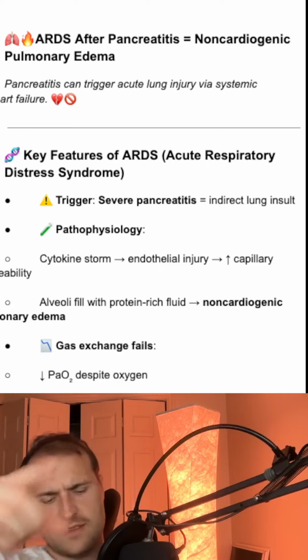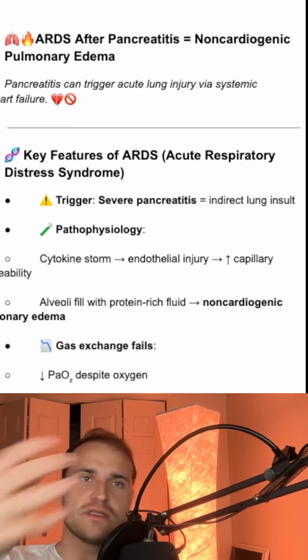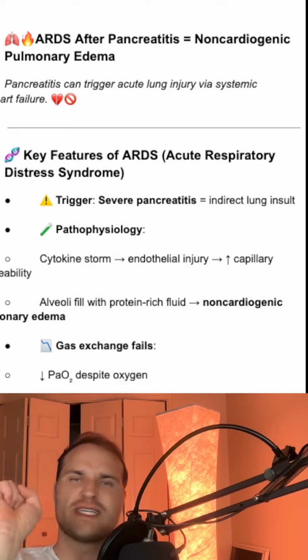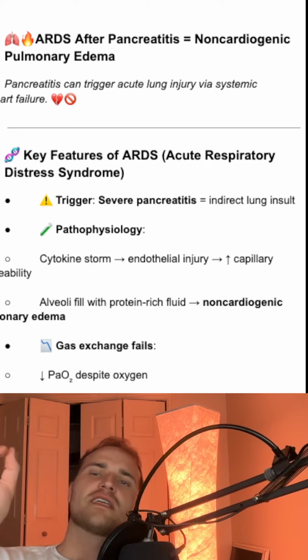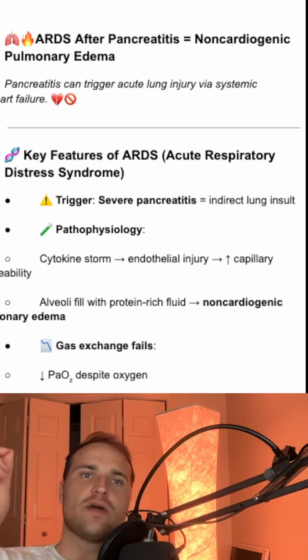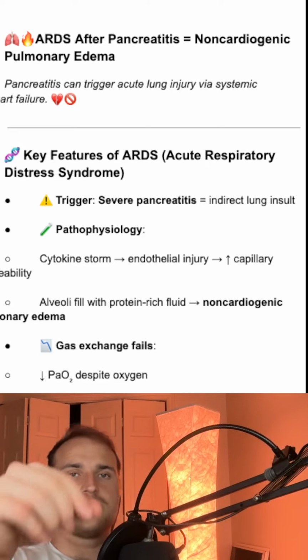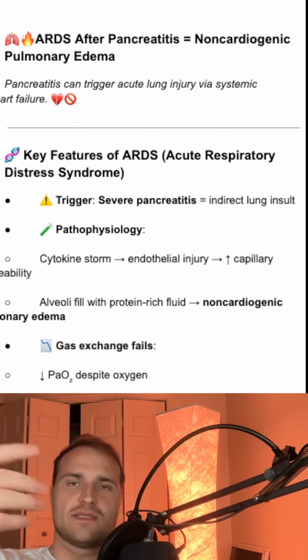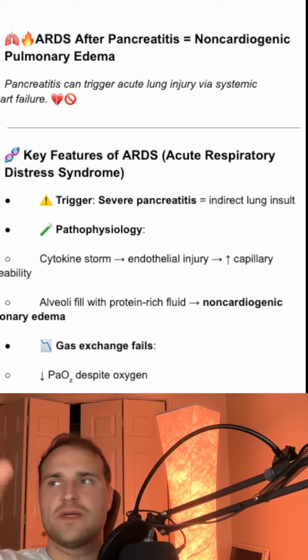Then your endothelium is going to activate. You're going to have neutrophils. They're going to come to the scene. They're going to degranulate. They're going to release toxins. It's going to be horrible. It'll cause endothelial injury, and that's going to increase permeability of the capillaries in the lungs. And then they're going to leak and cause pulmonary edema. So pulmonary edema is not going to be normal.